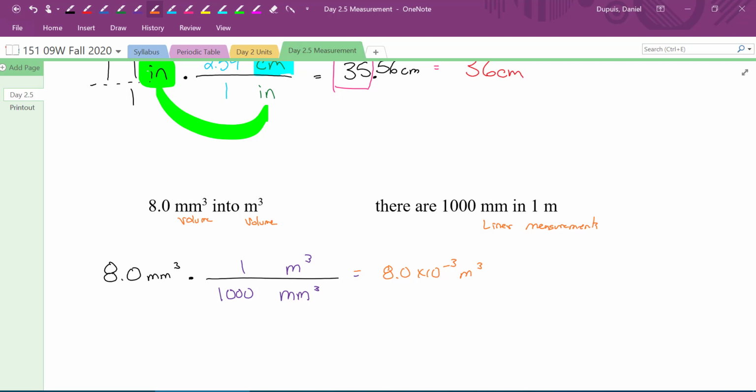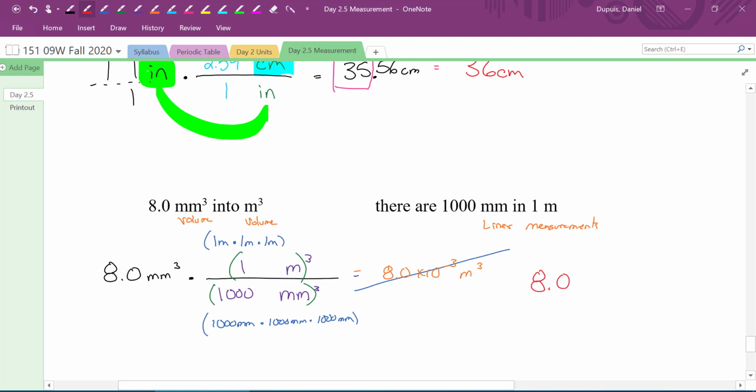So there's a couple things we can do. First, you can just put parentheses around, and that'll work. If you need to, you can write 1,000 millimeters times 1,000 millimeters times 1,000 millimeters on the bottom by 1 meter by 1 meter by 1 meter on top. That works as well. So that's not our answer. Our actual answer would be 8.0, our 2 sig figs, times 10 to the minus 9th meters cubed. All right, much smaller.